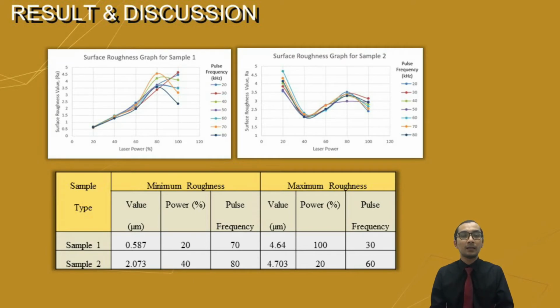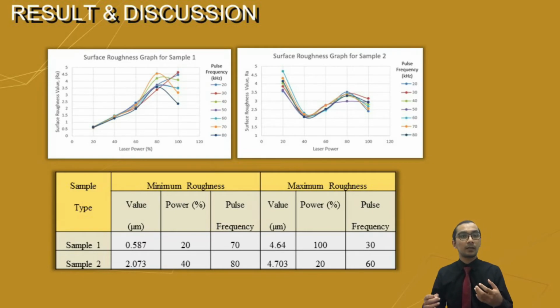For sample 2, the result is very different from sample 1. The lowest laser power got the highest surface roughness value for sample 2 for every pulse frequency. Then it dropped at 40%. Later on it increased again until 80%, and later dropped at 100% laser power.